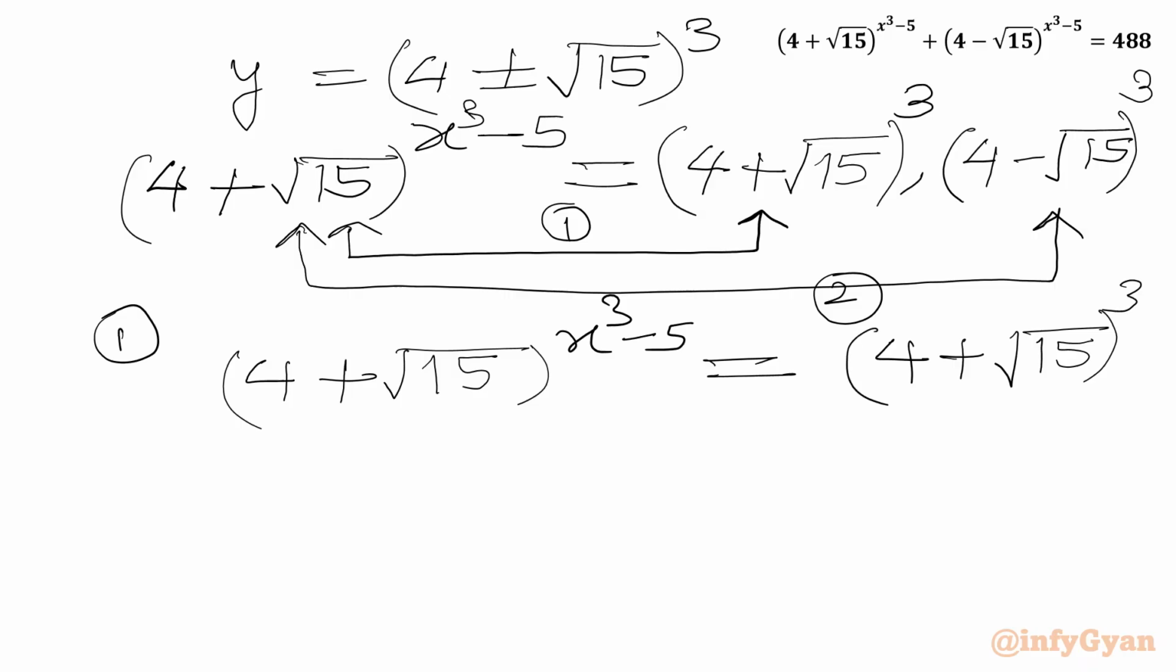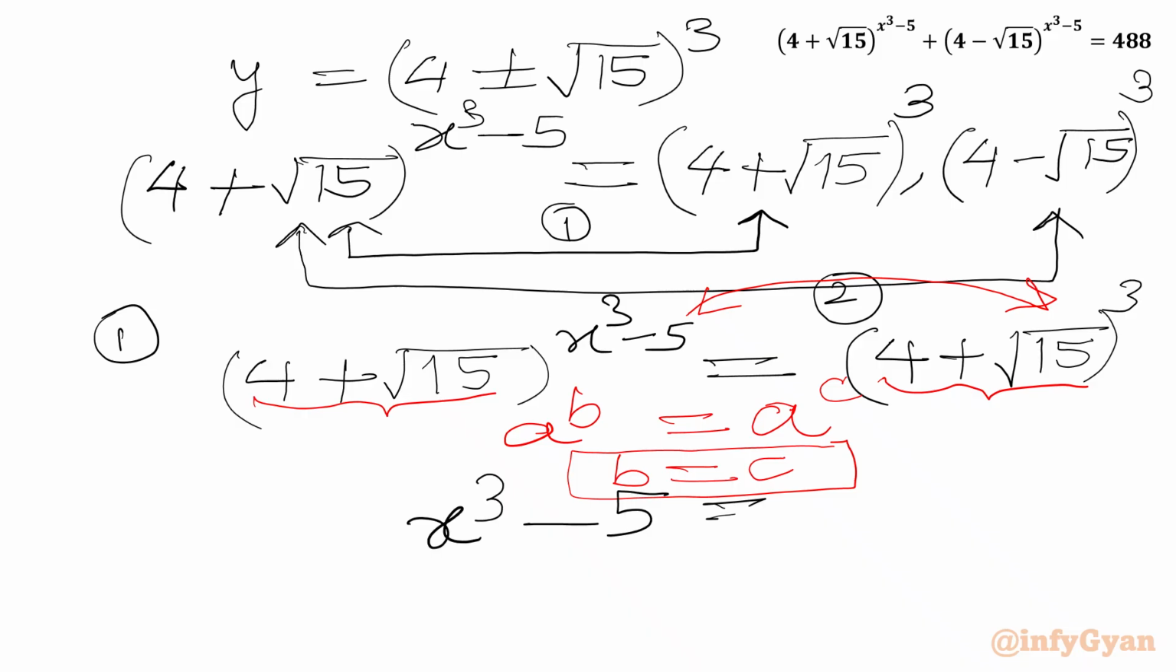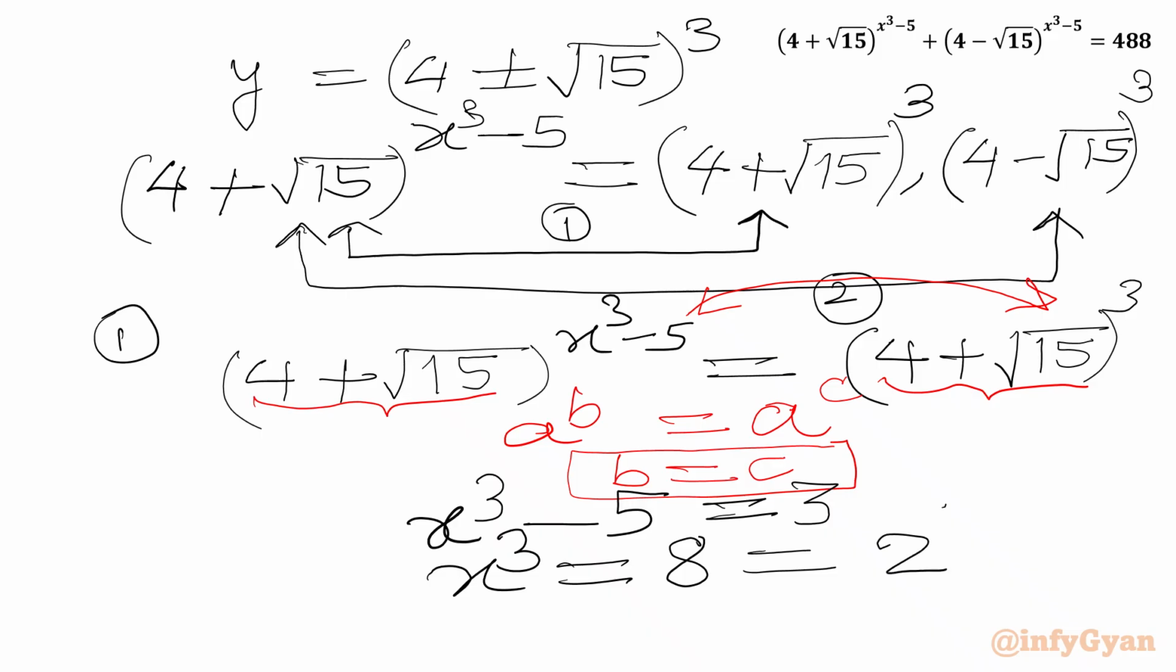Now we know from the exponent laws that if a power b equals a power c, we can write b equal to c, since the bases are the same. We will compare powers. So 3 will be equal to x cube minus 5. Let's write x cube minus 5 equal to 3. We'll add 5 to both sides and get x cube equal to 8. And 8 can be written as 2 cube. Now we will consider the cube root for real x. We will get x equal to 2. Our first real solution.